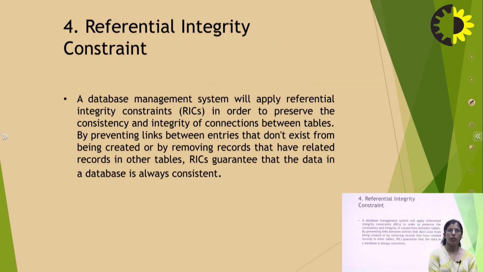Next is your referential integrity constraint. A database management system will apply referential integrity constraint, RIC, in order to preserve the consistency and integrity of connections between tables. By preventing links between entries that don't exist from being created, or by removing records that have related records in other tables, RIC guarantees that the data in the database is always consistent.